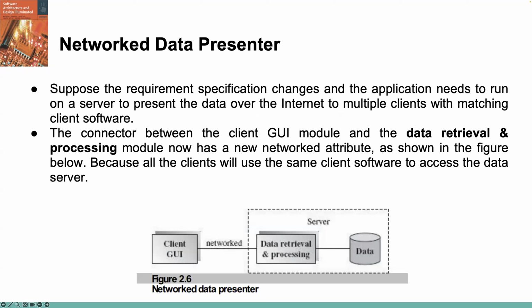Let's say the requirement specification changes, and now the application needs to serve data over the internet to multiple clients. In this case, the connector between the client GUI and the data retrieval and processing module must change. It now has a new network attribute, meaning it will handle communication over the web. All clients will be using the same software to access the data server, allowing for a consistent user experience.